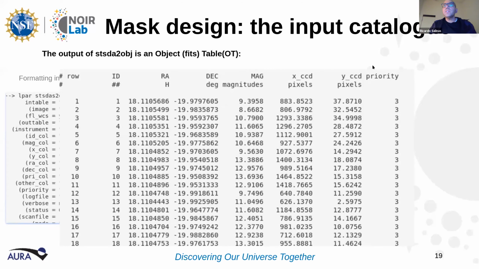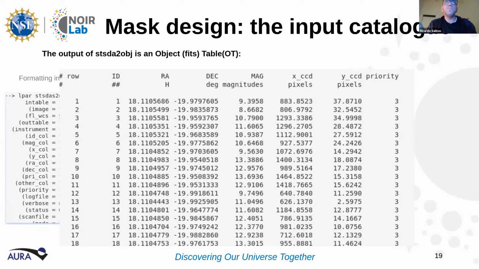And in this case, there is an added column that is called priority, and we're gonna play a little bit with this priority after. So this is a table that looks very similar to our original table that has basically one entry for each of our sources in our field, and this is called the object table. It's a FITS table, just like the other one, and this is the format that GMMPS likes.